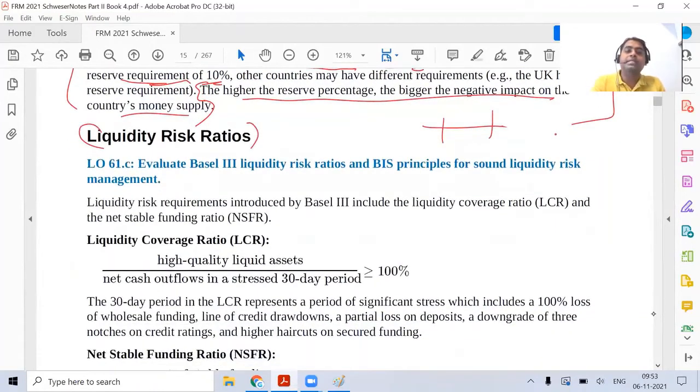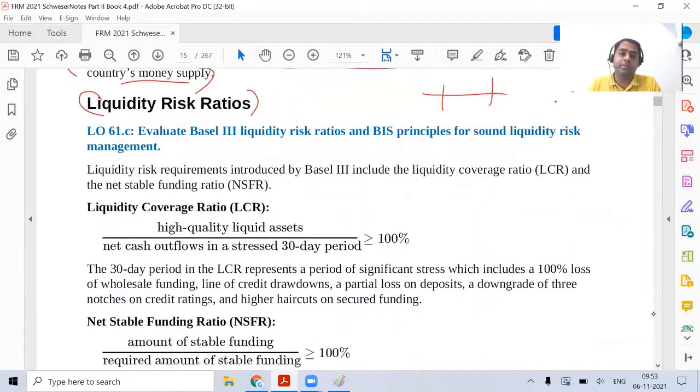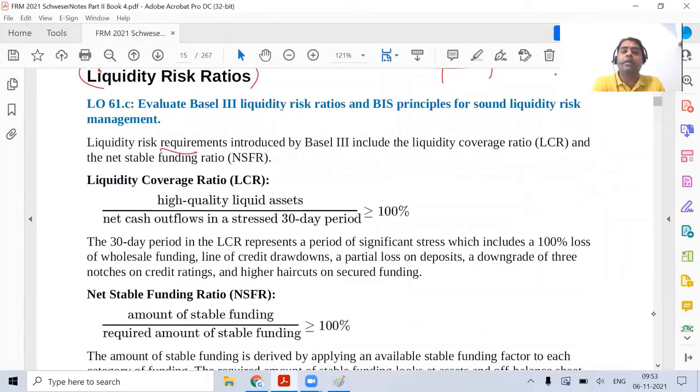Now these ratios we have already seen as a glimpse in Level 1 in one of the bank related chapters, and these ratios are also going to come again in the Basel related topics in operational risk. Liquidity risk requirement as per Basel rule: there are two important ratios which banks are supposed to keep, the liquidity coverage ratio and the net stable funding ratio. The aim of these ratios is primarily to make sure that whatever the cash outflow requirement is, you have sufficient high quality assets available to match that requirement.